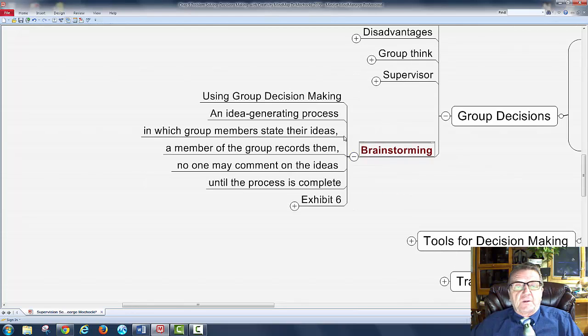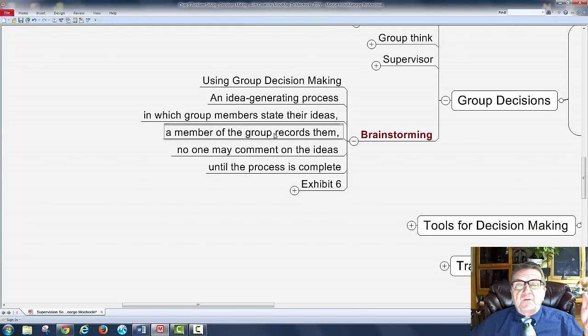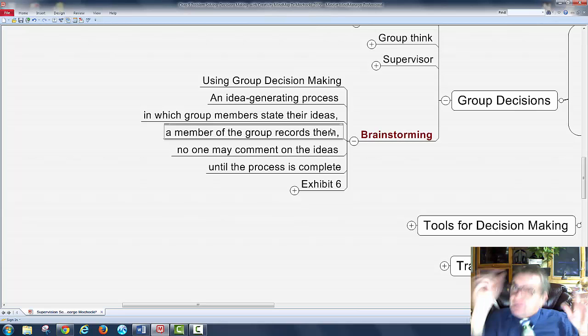Now let's go with brainstorming. Using group decision models, it's an idea-generating process in which group members state their ideas. A member of the group records them, and that's somebody who, it's not like you just say your secretary. In business, we call him a scribe or her a scribe. It's a person who knows how to spell well, and a person who has good penmanship.